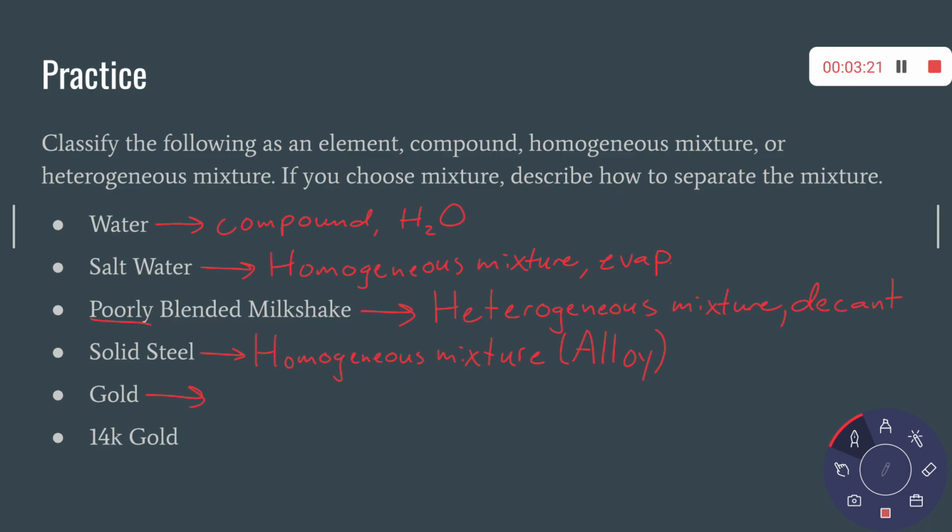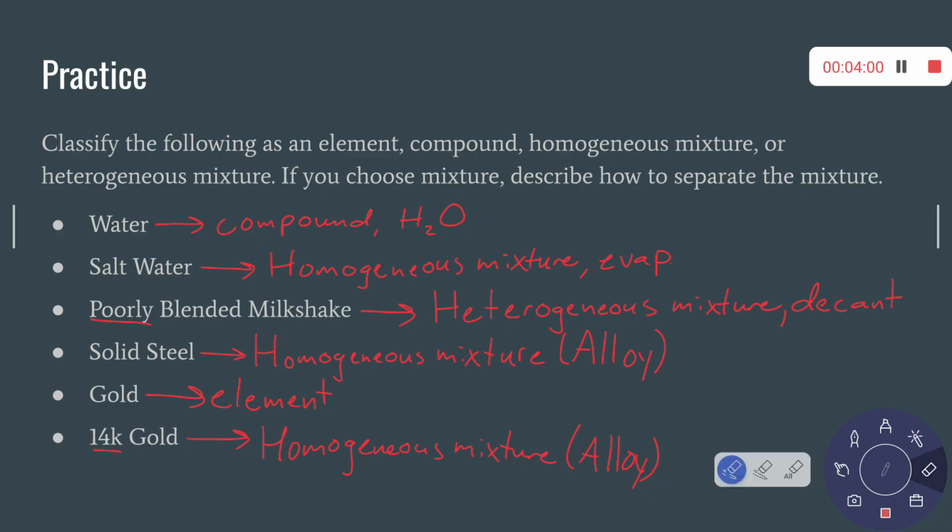Gold, we can see it on the periodic table, so this is a pure element. But 14-karat gold, the carat system for gold tells us about purity. 14-karat gold is not pure gold. Gold is a metal, so this is going to be another homogeneous mixture. Specifically, an alloy. So that's choosing these categories, these 4 options: element, compound, homogeneous, or heterogeneous mixture.